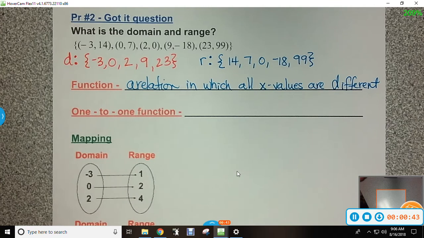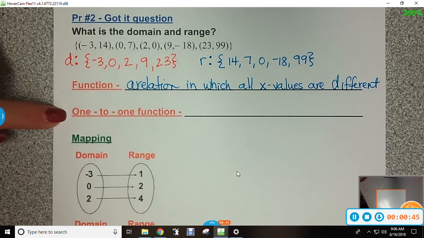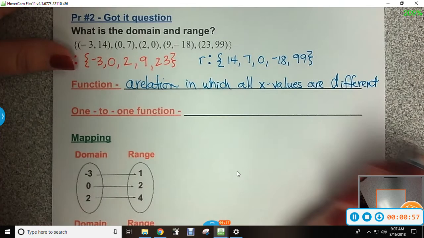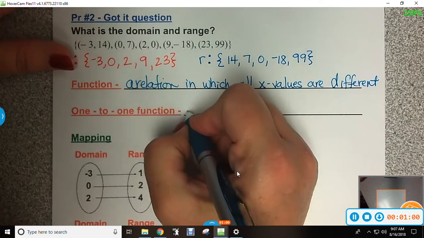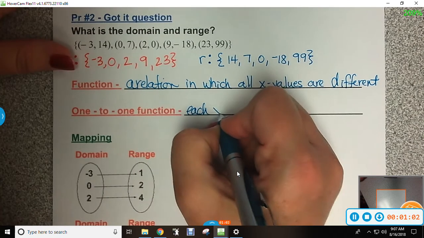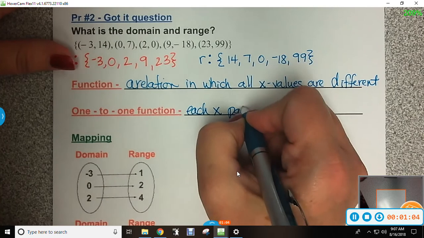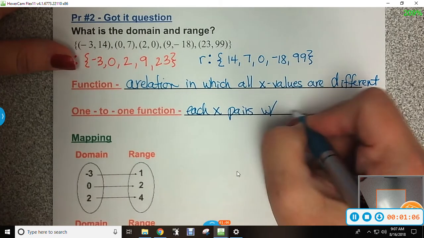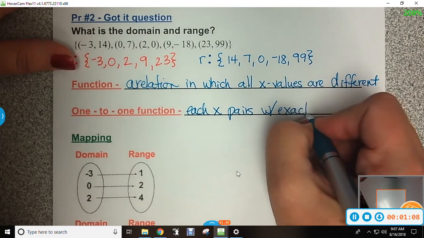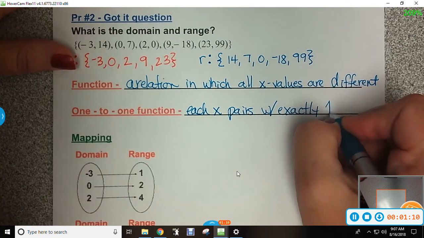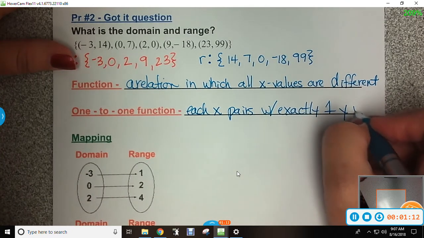Then we've got to talk about a one-to-one function. A one-to-one function pairs one x with one y. There are no repeats for the x's, no repeats for the y's. Okay, so here's your technical definition. Each x pairs with exactly one y value.